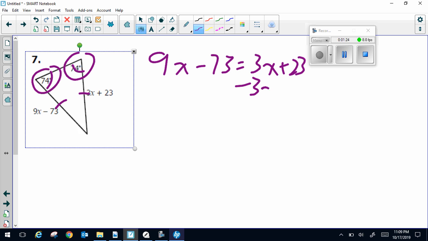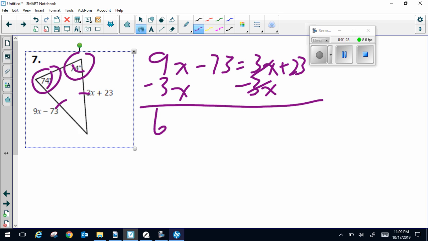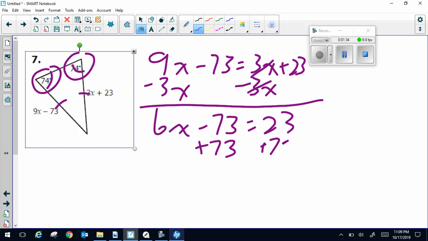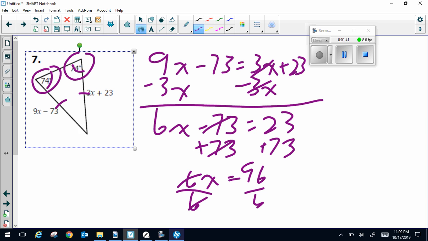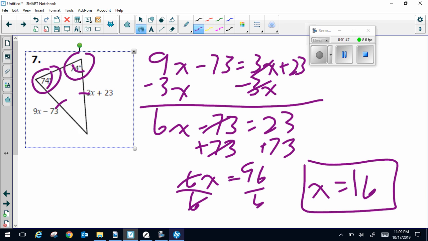So we're going to solve for x. Subtract 3x from both sides. So 6x minus 73 equals 23. We're going to add 73 to both sides. So we get 6x is equal to 96. Divide both sides by 6. You get that x is equal to 16. Okay. So again, that's because of the converse of the isosceles triangle theorem.